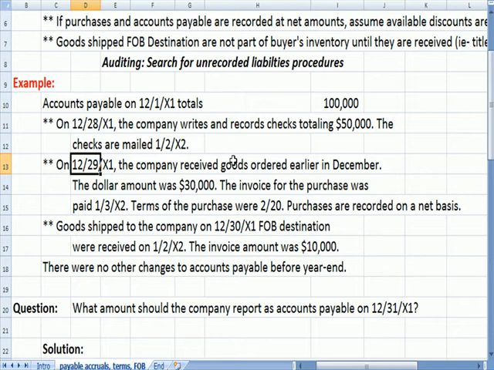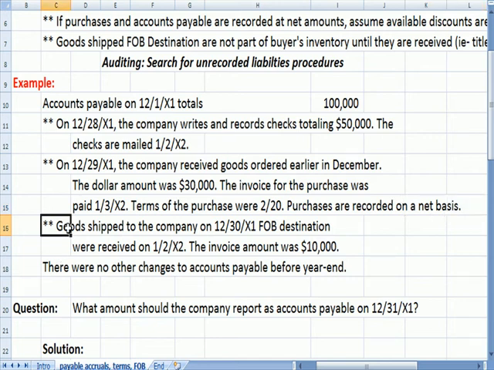the company receives goods ordered earlier in December. The dollar amount's $30,000. The invoice isn't paid until January 3rd of the next year. The terms are a 2% discount within 20 days. 2/10 net 20 would be the terminology. And we also are told in the question that payables are recorded on a net basis.